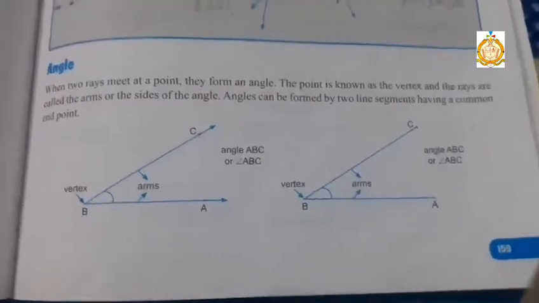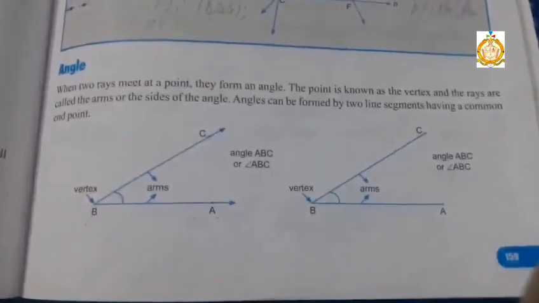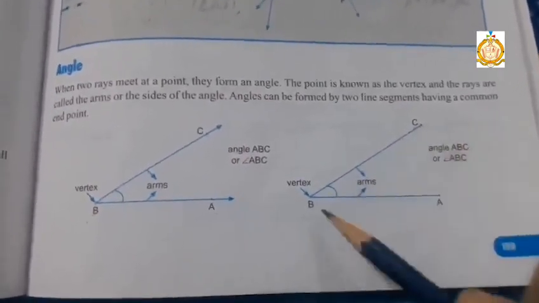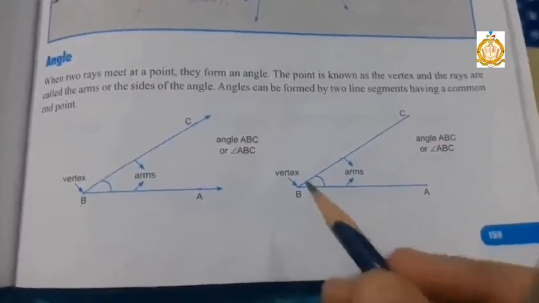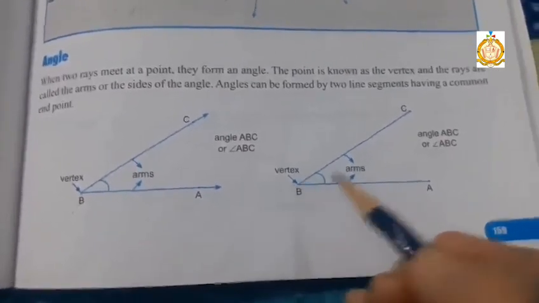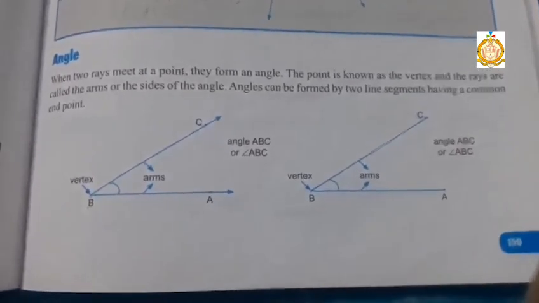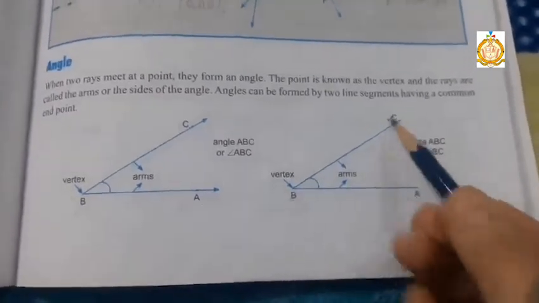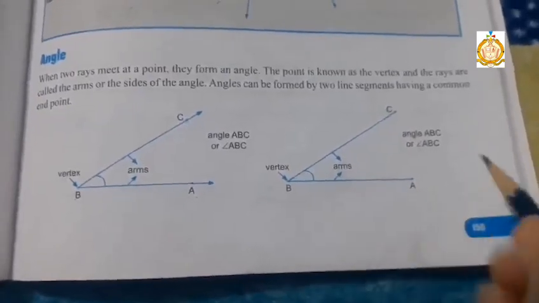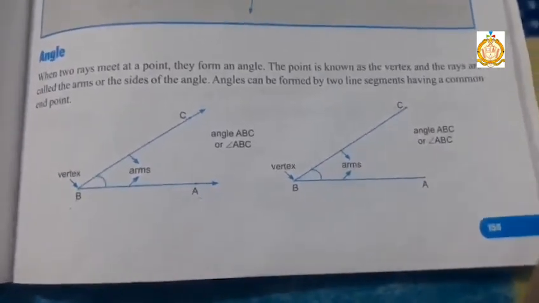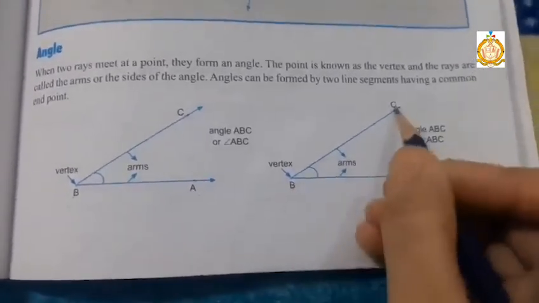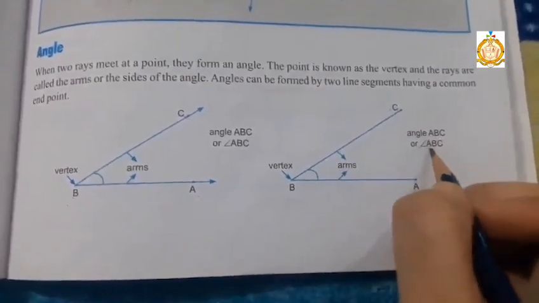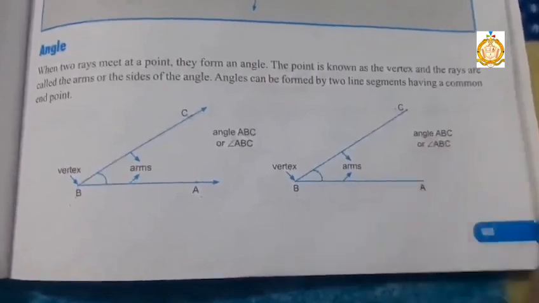Next is angle. An angle is formed when 2 rays meet at a point or 2 line segments meet at a point, and the common point is called vertex, and the rays or the sides AB and BC are called the arms, and the angle is written as angle ABC, or simply angle. We represent angle by this symbol, angle ABC.